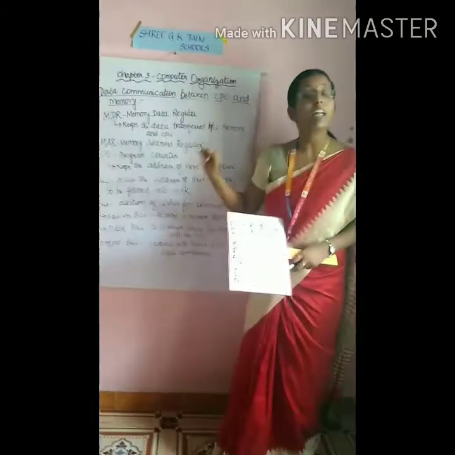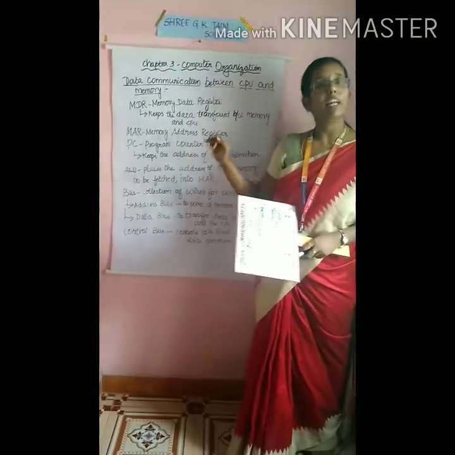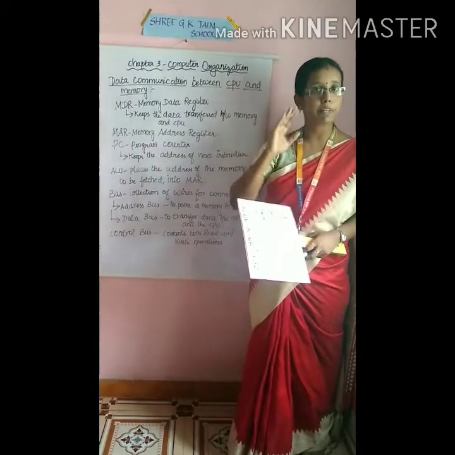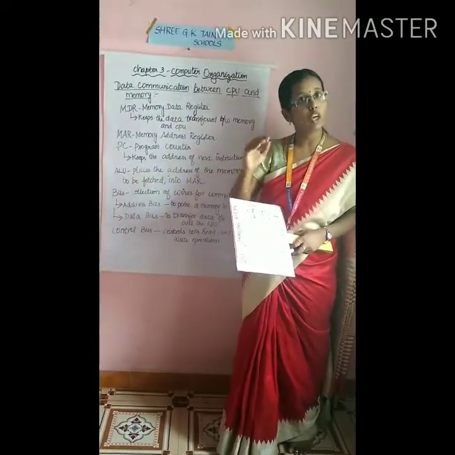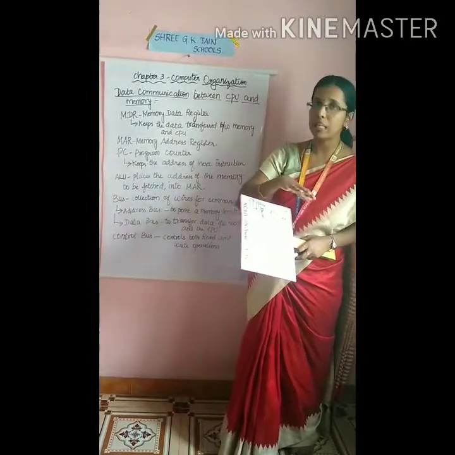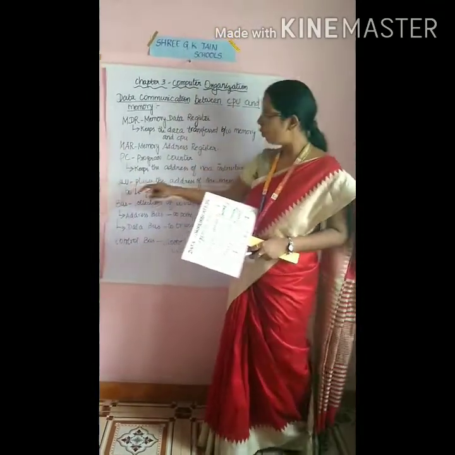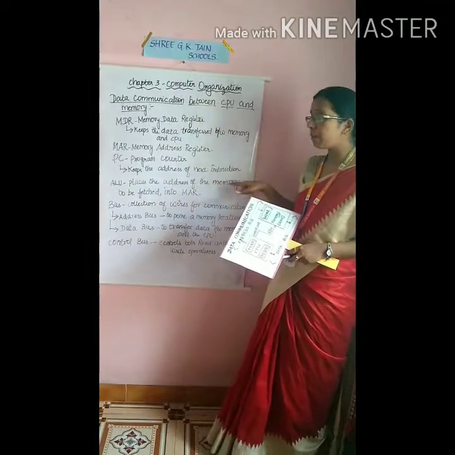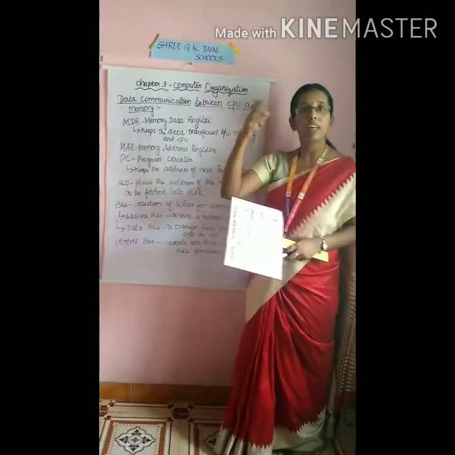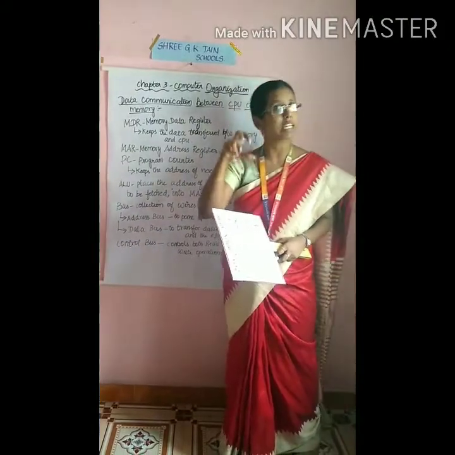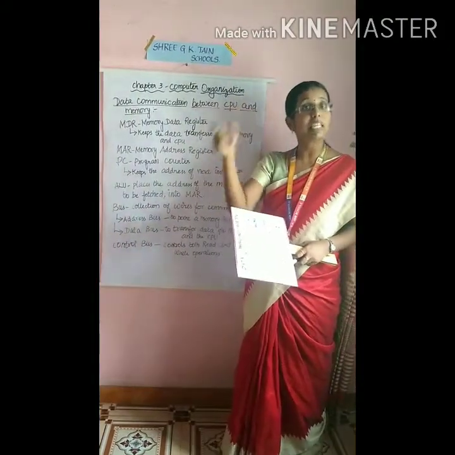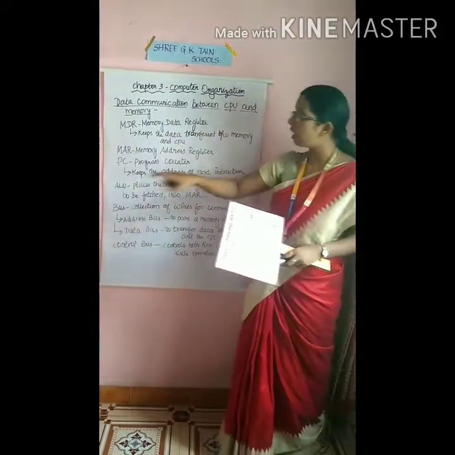And coming to your ALU, I already explained it in Chapter 1. ALU is the arithmetic and logical unit of your CPU, and this ALU places the address of the memory to be fetched. Whatever memory data is required for execution of your instruction, that memory's address will be stored in the ALU.